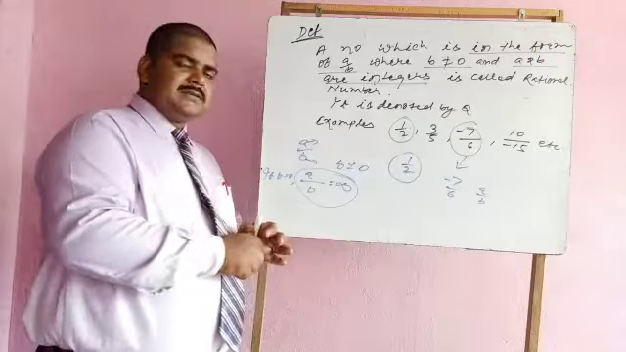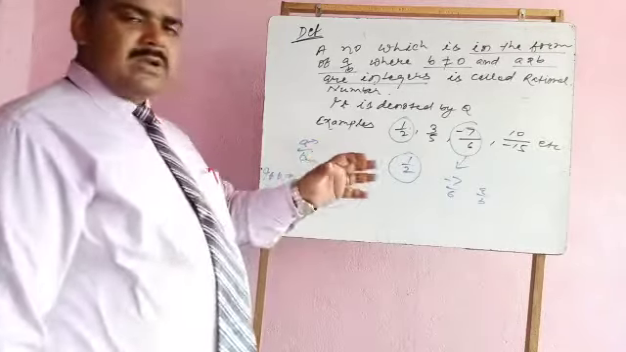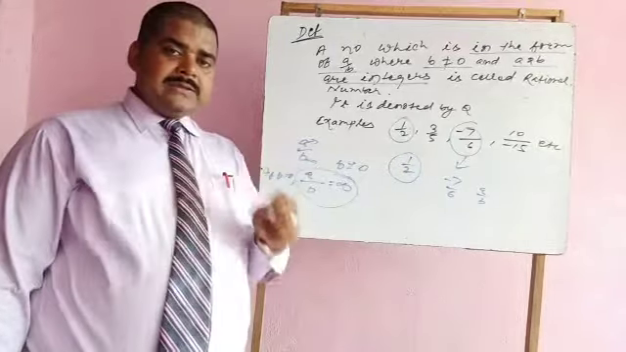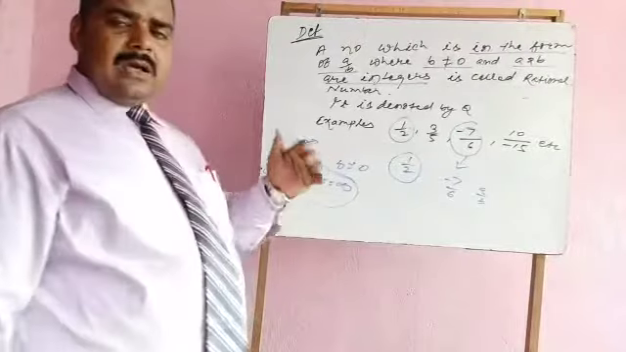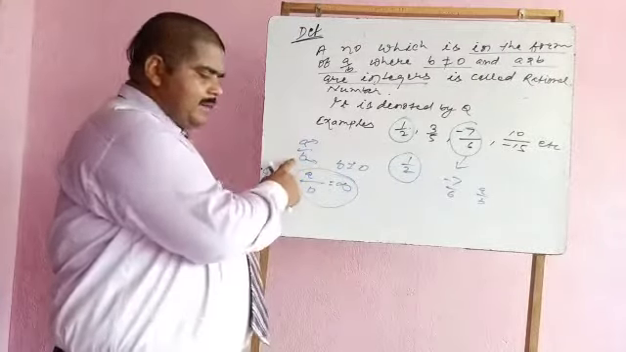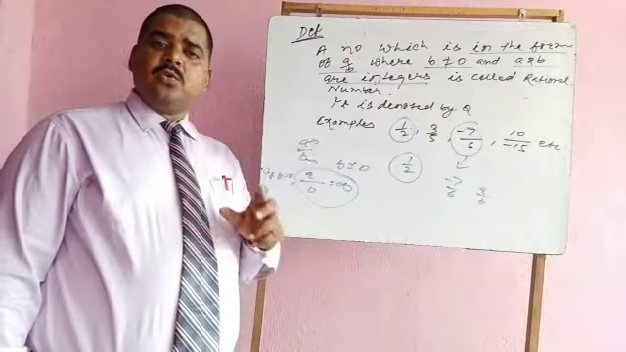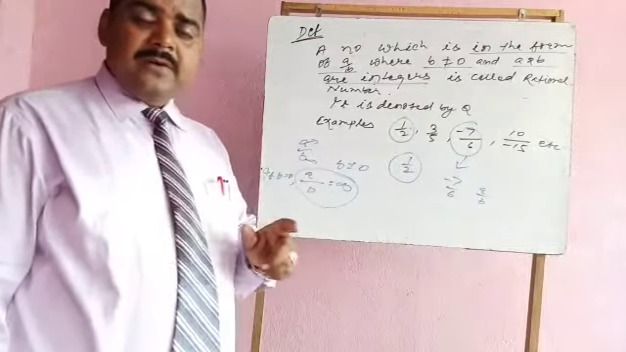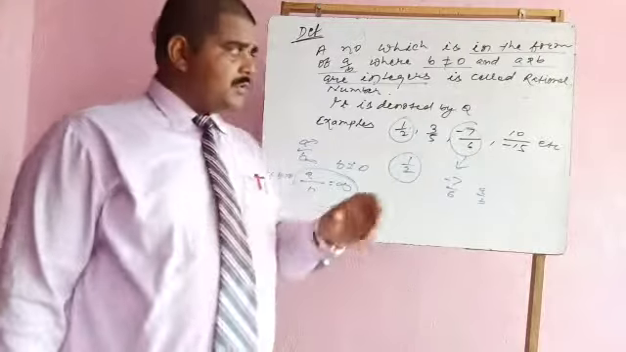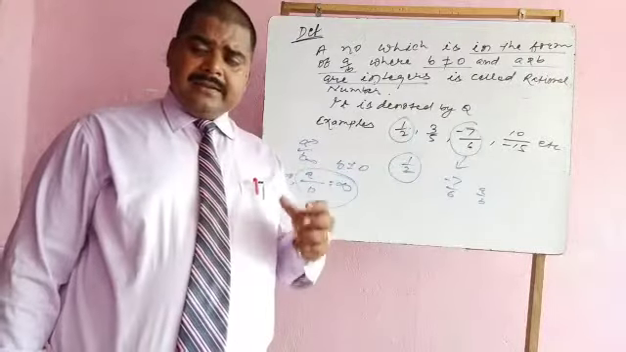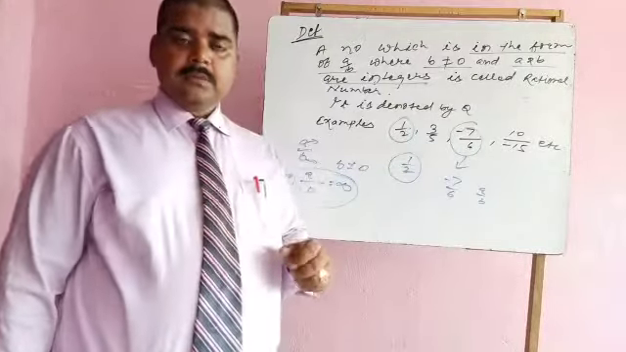My dear students, a rational number is denoted by Q. It is due to the fact that when a is divided by b, the number obtained is known as the quotient, and Q is the first letter of quotient, so a rational number is denoted by Q.